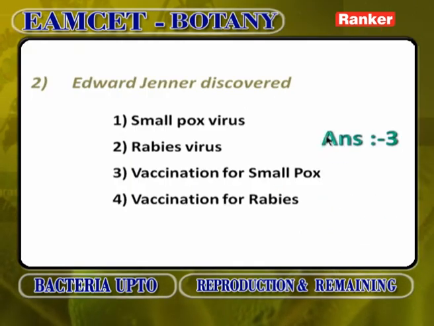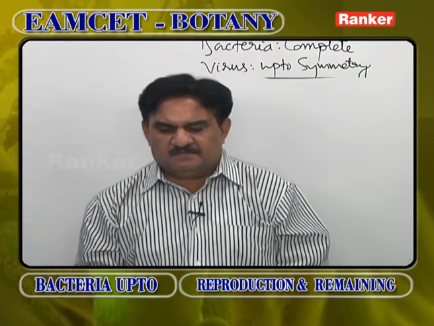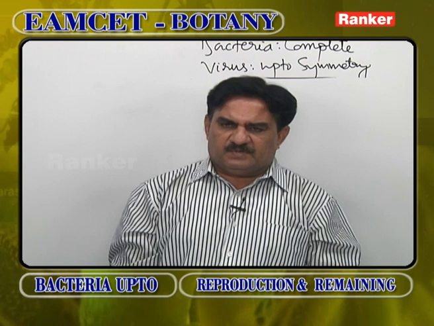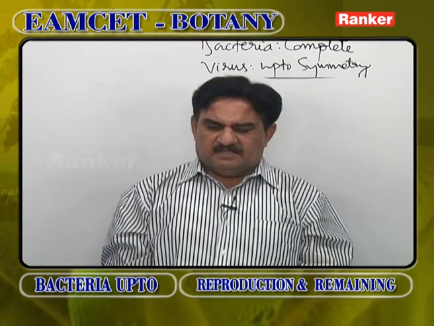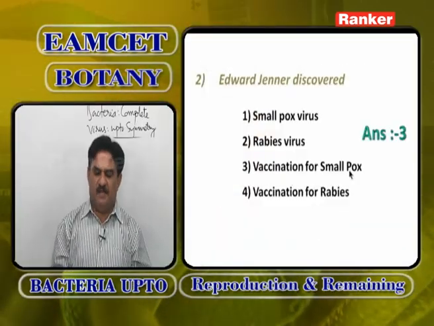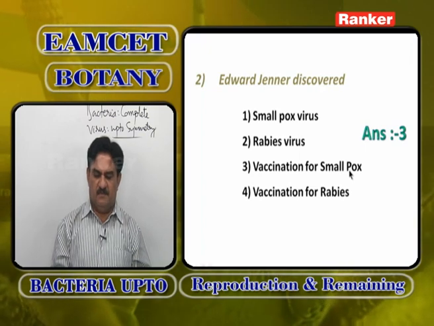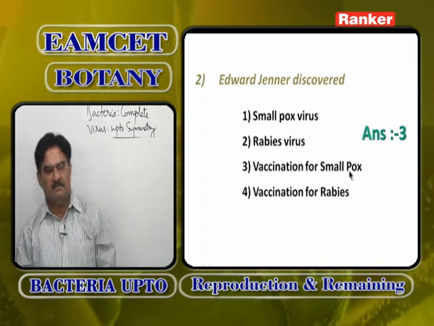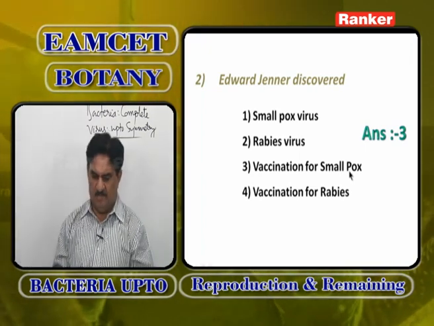Edward Jenner is a very popular scientist who proposed that smallpox disease is caused by some organism which is definitely smaller than bacteria. By discovering the smallpox vaccination, he also discovered a vaccine for smallpox. So, vaccination for rabies is by Louis Pasteur, vaccination for smallpox is by Edward Jenner.